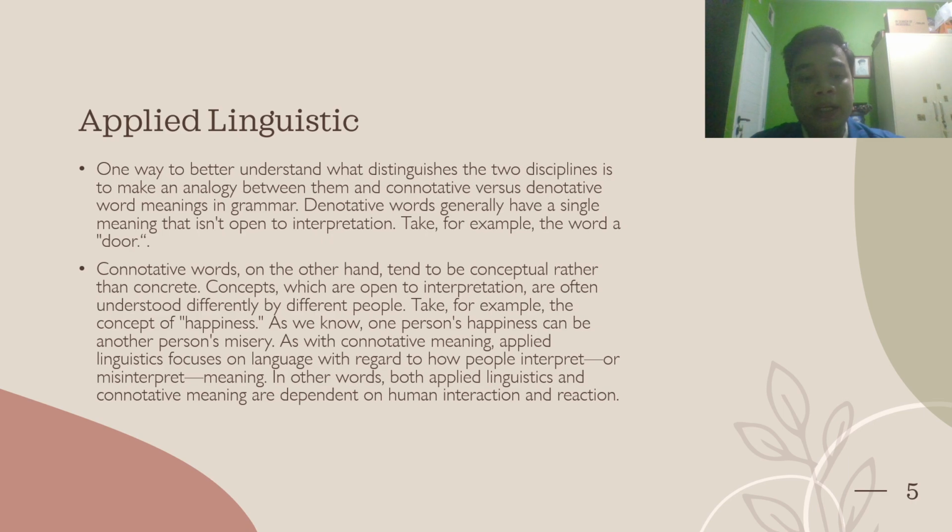Take, for example, the concept of happiness. As we know, one person's happiness can be another person's misery. As with connotative meaning, applied linguistics focuses on language with regard to how people interpret or misinterpret meaning. In other words, both applied linguistics and connotative meaning are dependent on human interaction and reaction.